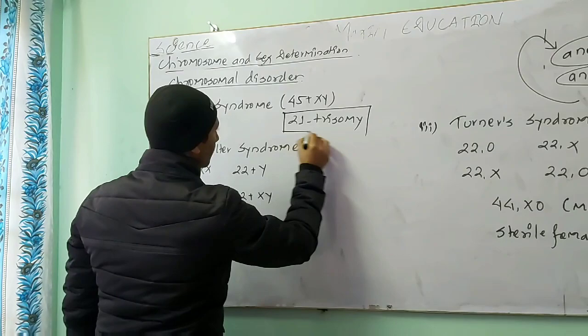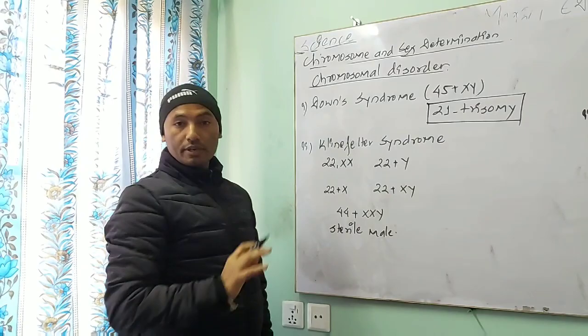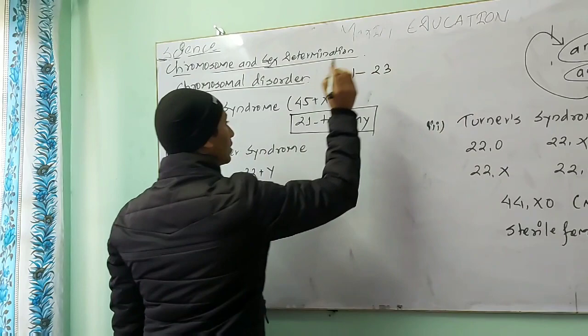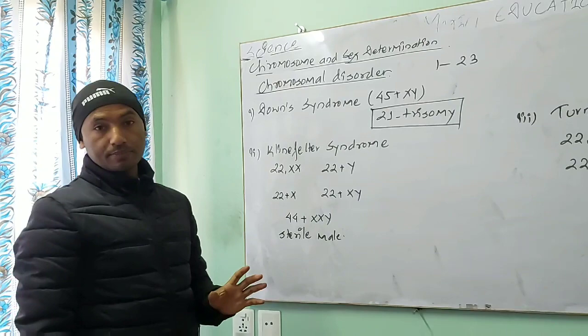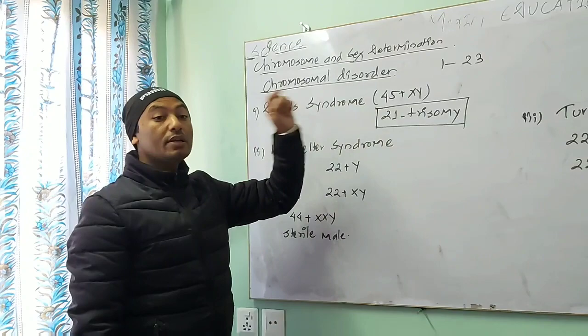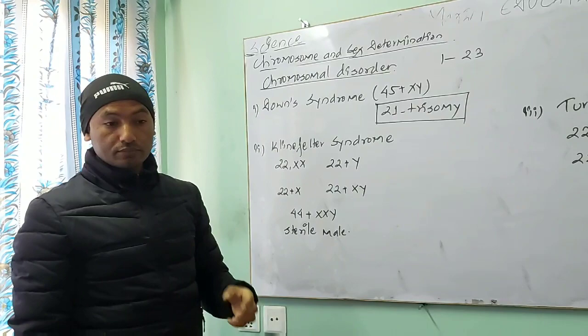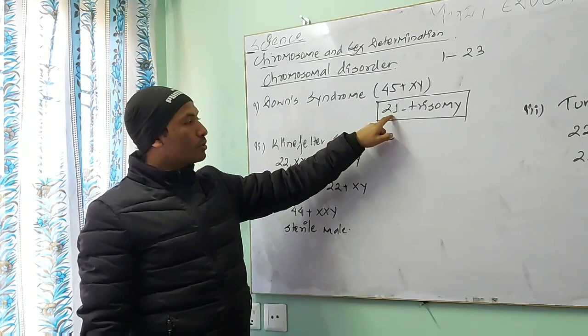You all know that we have 23 pairs, and every chromosome from 1 to 23 is single in one gamete. There will be 23 chromosomes in the male gamete, and 23 chromosomes in the female gamete. If the 21st chromosome gets repeated, that is called an autosomal chromosomal disorder. The 21st chromosome gets repeated, and how many chromosomes will there be altogether in the body?